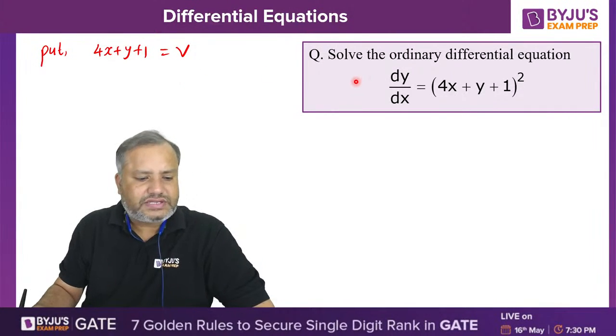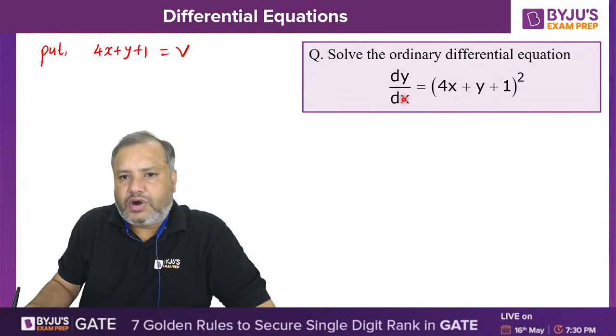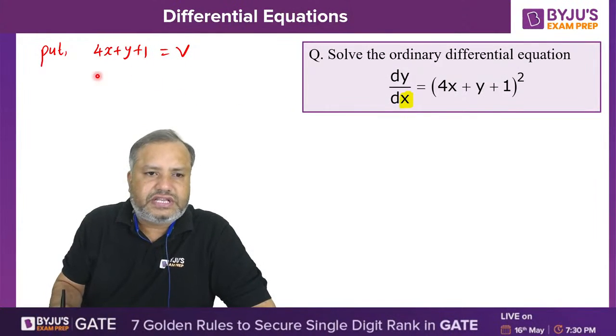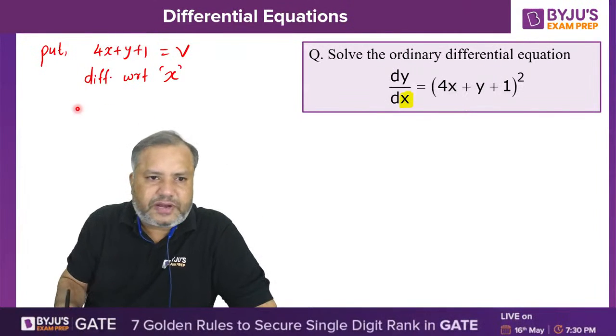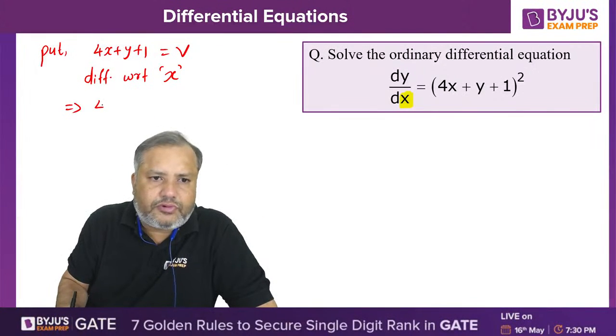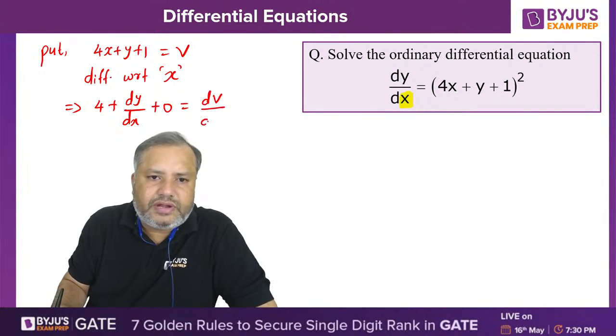Now what to do next? What is the independent variable here? Independent variable is x. So just differentiate this with respect to x. Derivative of 4x will be 4. Derivative of y will be dy by dx. Derivative of 1 will be 0. And derivative of v will be dv by dx.